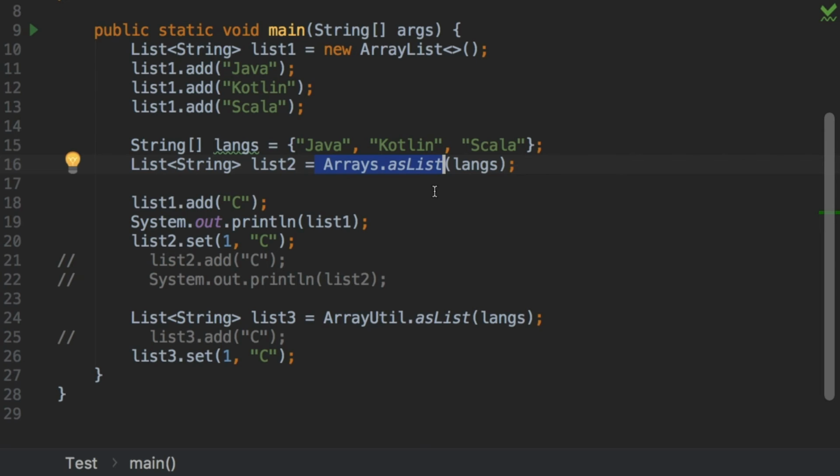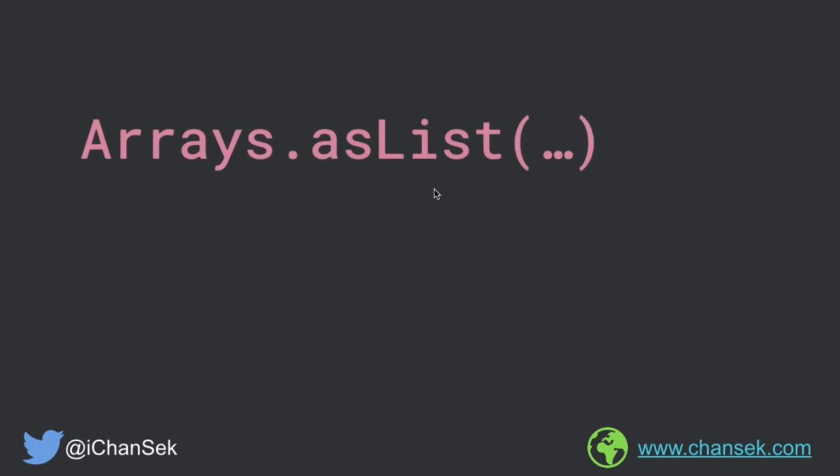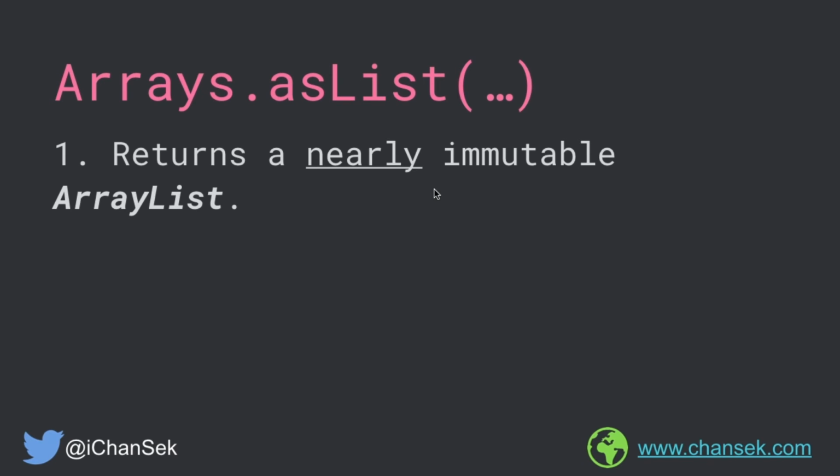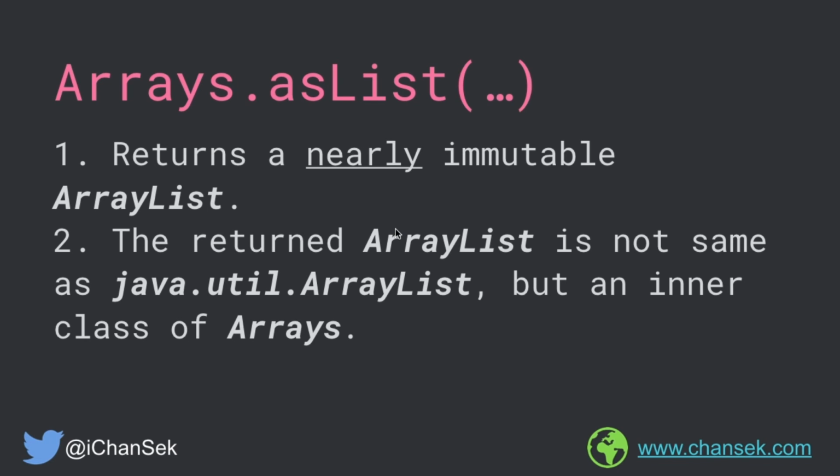Now let's jump into the slides and try to summarize whatever we have learned so far. So Arrays.asList, and the ArrayList returned by this API, is nearly immutable. Notice that I am saying nearly, and the reason for saying nearly is the support of the set operation. Since the set operation mutates the ArrayList that is returned, we cannot say that it is a completely immutable collection. And the ArrayList is not the same as java.util.ArrayList. Instead, there is an inner class present in the Arrays class.